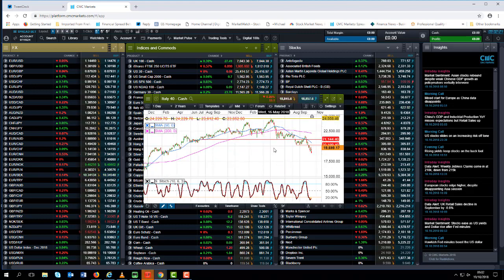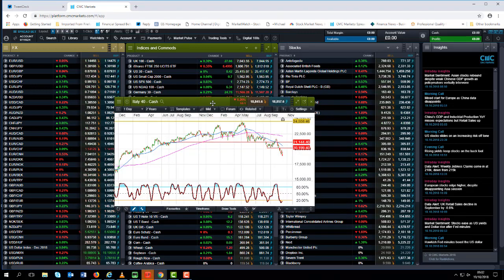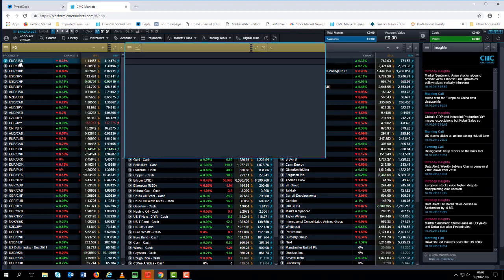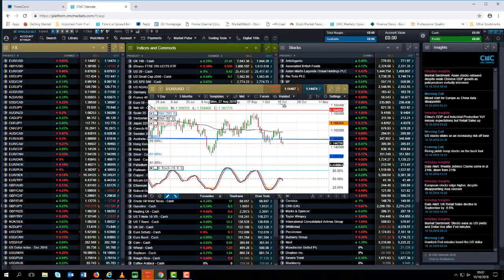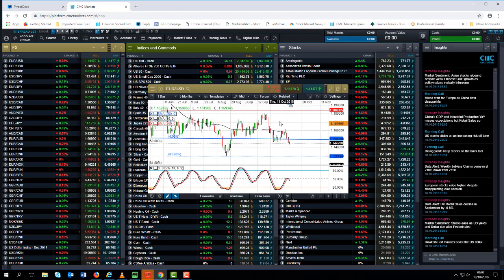And the likelihood is we're probably going to head an awful lot lower, particularly as Italian bond yields are now back at levels last seen in 2013-2014, and that will have an effect on euro dollar. Irrespective of whether or not you think it's going to be resilient going forward, the downside pressure is starting to build on euro dollar, and we could well see a retest of the lows that we saw in August.